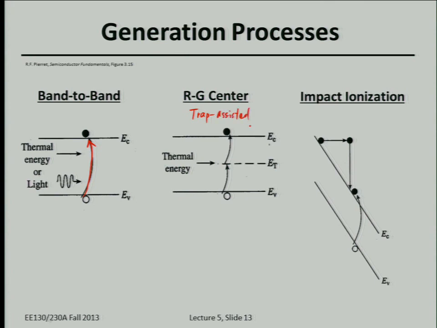Trap assisted generation and recombination actually requires multiple steps. For example, I may have some energy levels in my band gap, introduced by traps, defects, as well as very deep dopants. To generate an electron-hole pair, I first generate a hole here. Then the electron jumps into the trap energy level in the band gap, and in the second step, the electron eventually goes into the conduction band. So there's a multi-step process compared with single-step band-to-band generation.